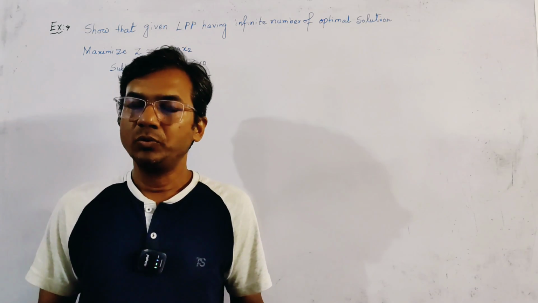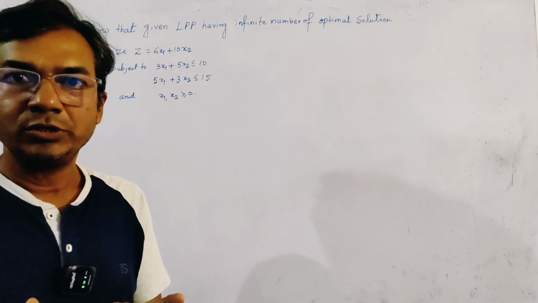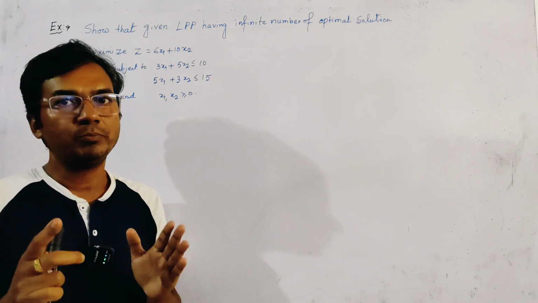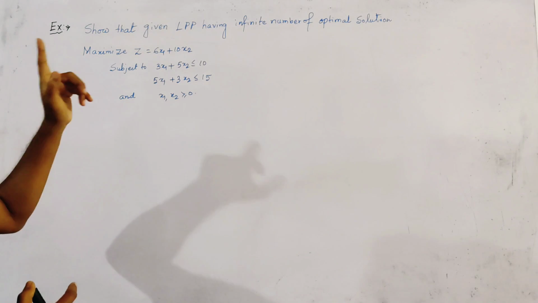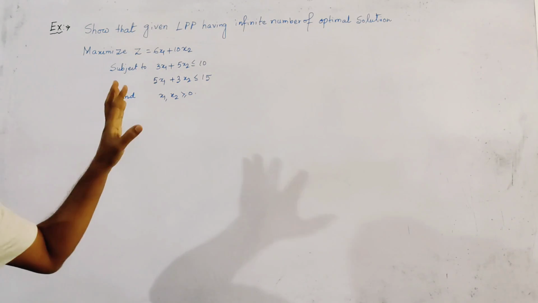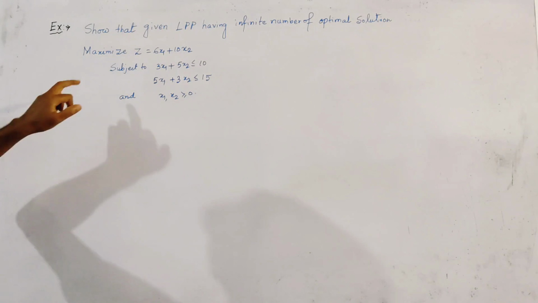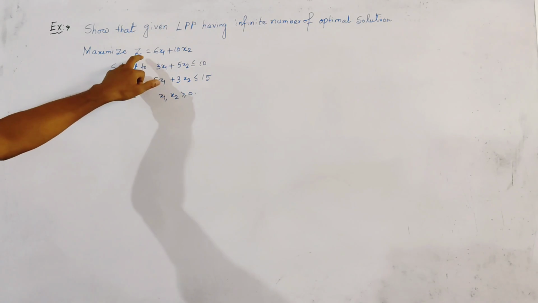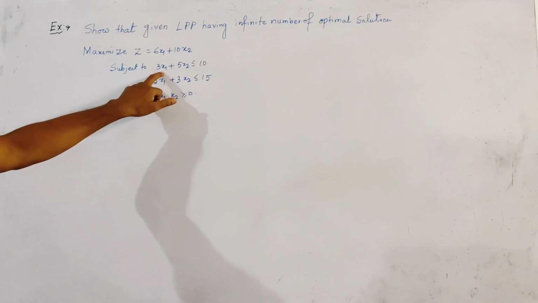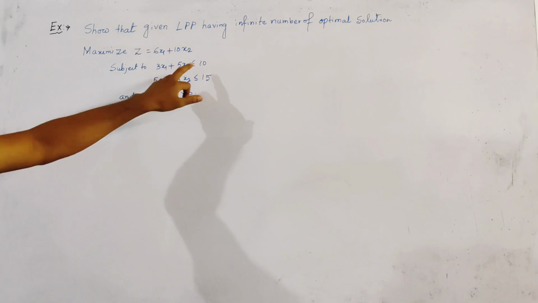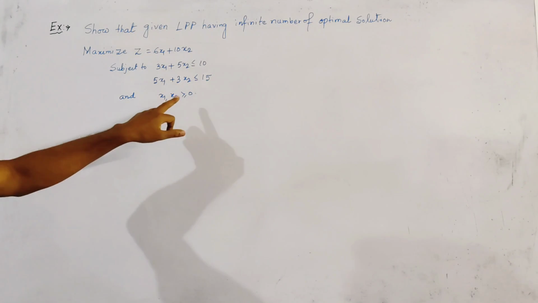In this lecture, we are going to discuss the solution of a linear programming problem. We solve this linear programming problem by the graphical method. In the problem, it is given: maximize z equal to 6x1 plus 10x2, subject to 3x1 plus 5x2 less than or equal to 10, and 5x1 plus 3x2 less than or equal to 15, and x1, x2 greater than or equal to 0.